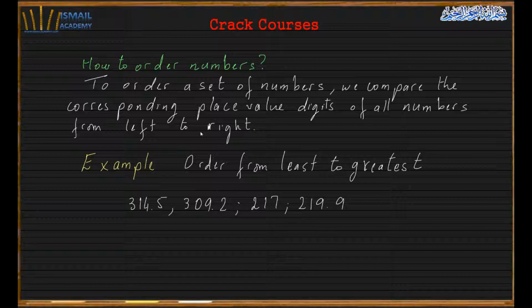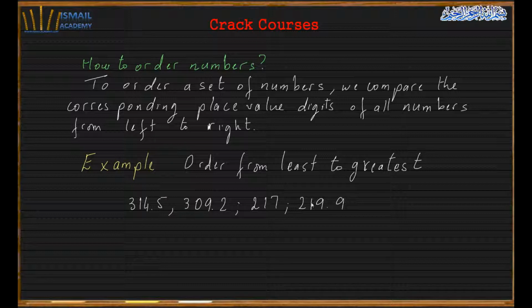Like I said, we are going to compare the corresponding place values of all the numbers from left to right. I'm going to start with the 100s place. I have 100 here, 100 here, 100 here, and 100 here. So this is 3, 3, 2, 2. They ask me from least to greatest, so I'm going to pick the smallest. 2 is smaller than 3, so I'm going to start with the 2s.